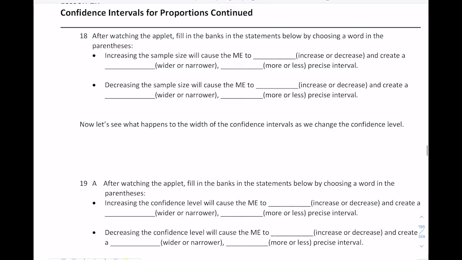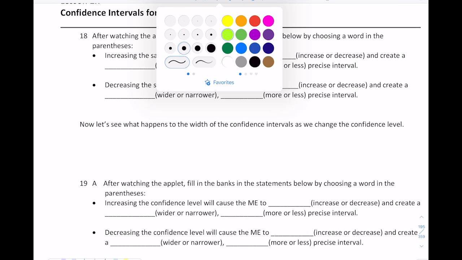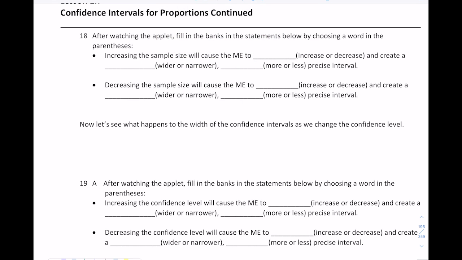So basically, after you play around with the applet, and I strongly suggest that you do, because it'll help you discover what's going on and how all of these things like sample size and margin of error and the proportion and the interval are all related. So increasing the sample size will cause the margin of error to decrease, and it will create a narrower, more precise interval, which is what we want, right? This is our goal.